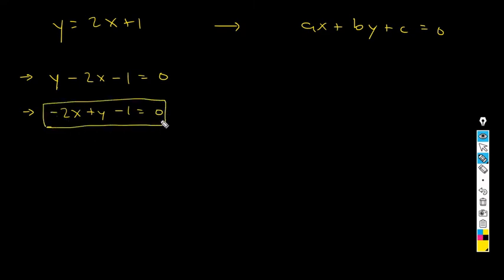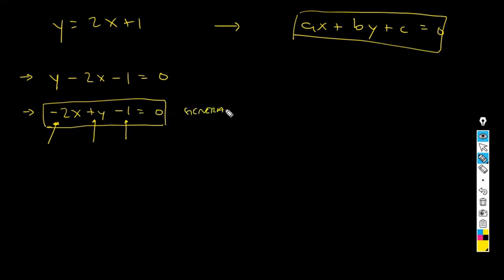So this equation is already in the form of this, if you can see it, right? For this particular equation, how much is a? A is minus 2. How much is b? B is 1. And how much is c? C is minus 1. So this is already written in the general form. So all you have to do is take the slope intercept form and pass everything to the other side, leaving the right side with a 0.